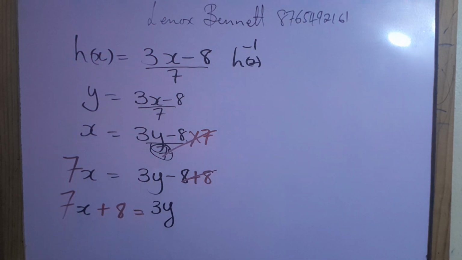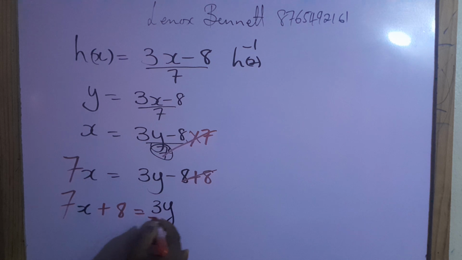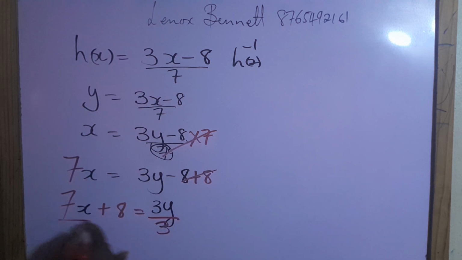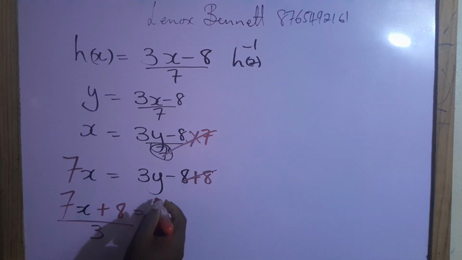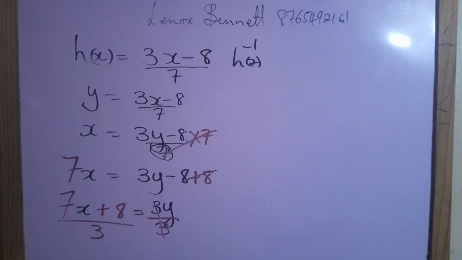And for the final step, we want to get y by itself. We take the inverse of multiplication, which is division. So we divide both sides by 3. So these in red are basically all the operations that we did. Alright? So we take the opposite. We are not finished. We need to finish it now.